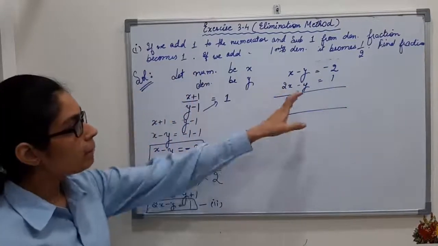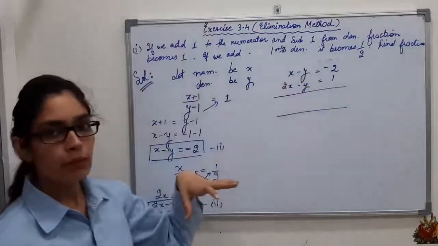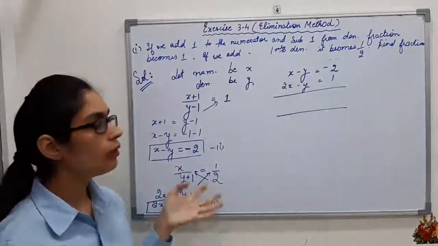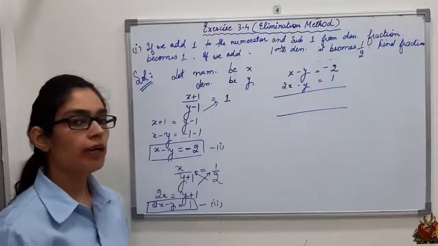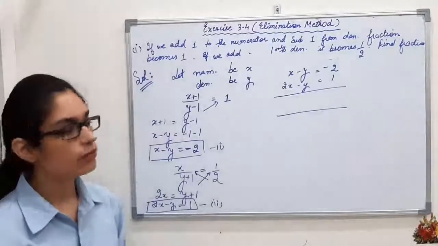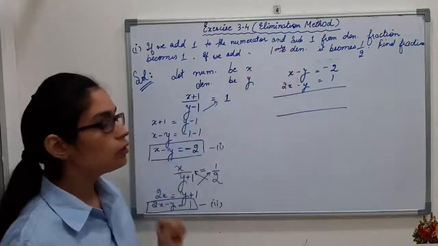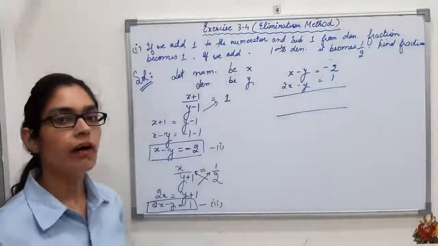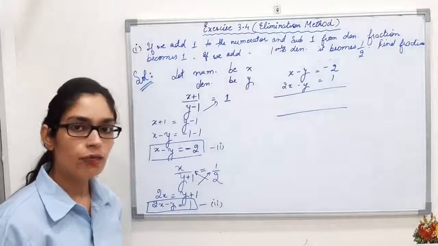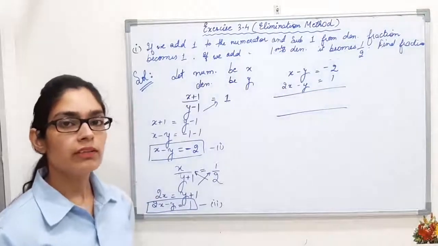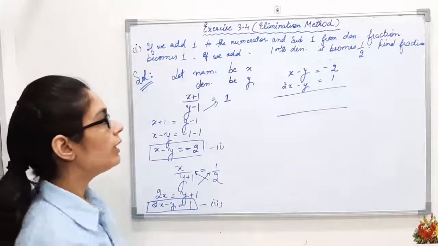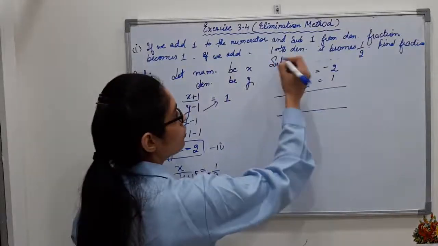I can see y is the same in both the equations, so I don't have to make any change. I don't have to do any multiplication or division. But the thing is, the sign is the same. So whenever the sign is the same, you have to do subtraction. And why subtraction? Because in subtraction your signs will get changed. So let's do subtraction.